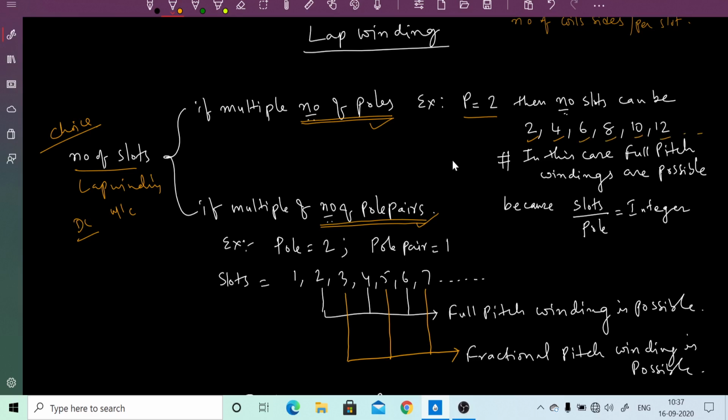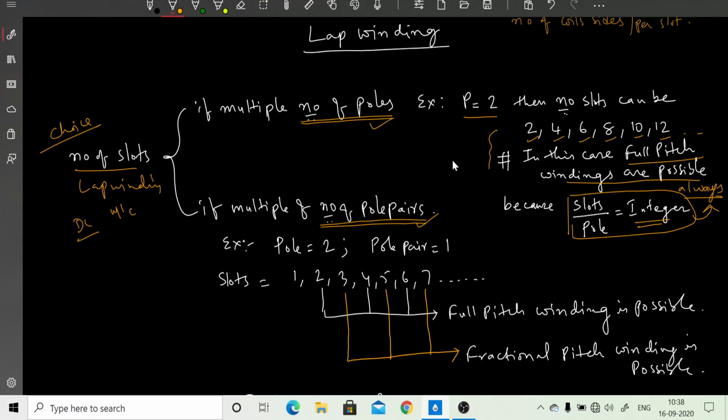Now in this case, for such types of machines, a full pitch winding is always possible. We can also have a fractional pitch winding if required, because the number of slots per pole, if you take the fraction, is an integer value. That is why the full pitch winding is always possible.